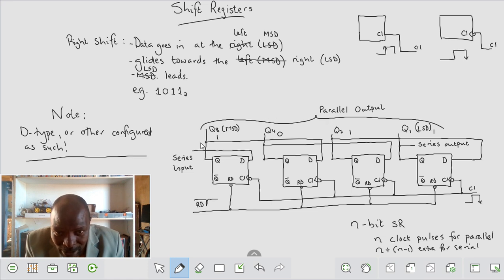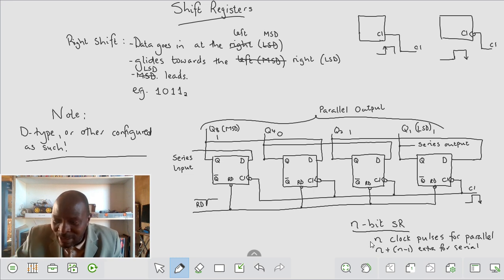So if there were 4 extra here, I'll have to clock it 4 times to get out the last one. So obviously that's why I'm saying n. This will work out to 2n minus 1 again. So we have to clock it n times for n clock pulses if you've got an n-bit serial register.